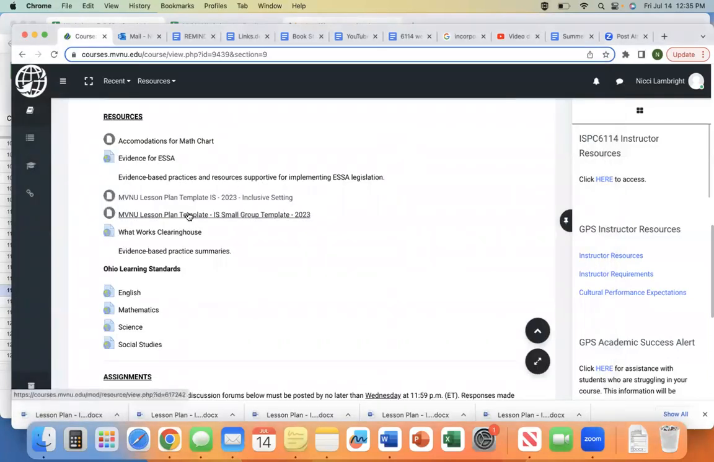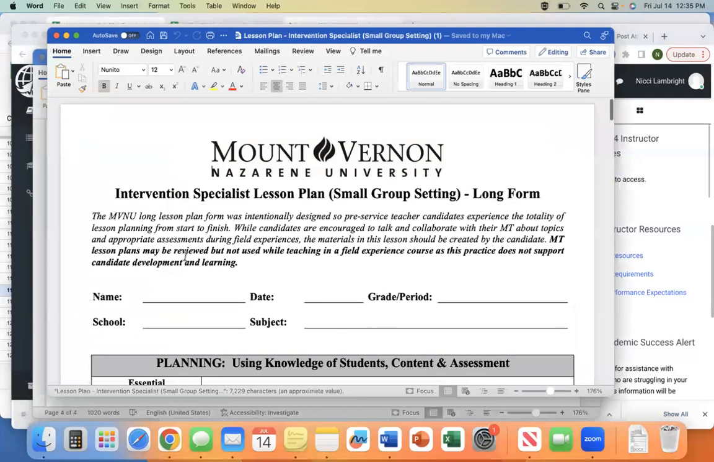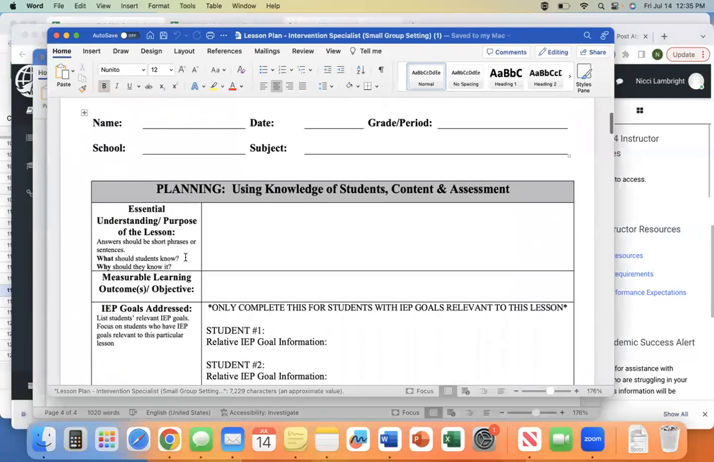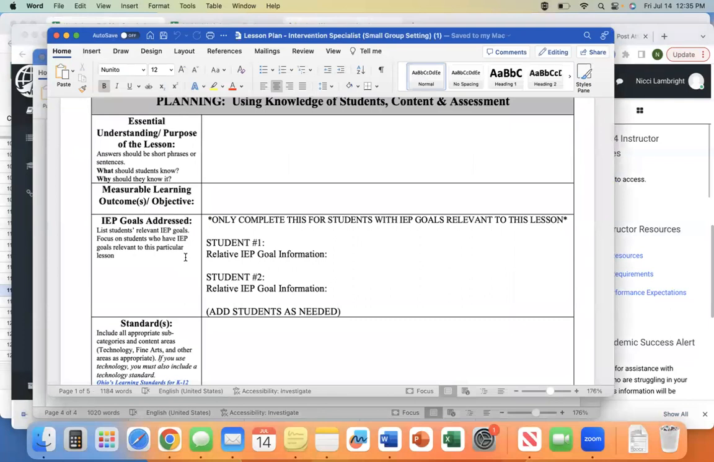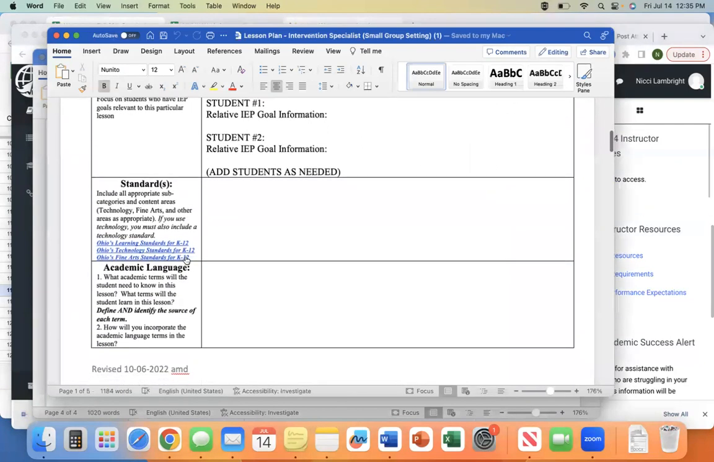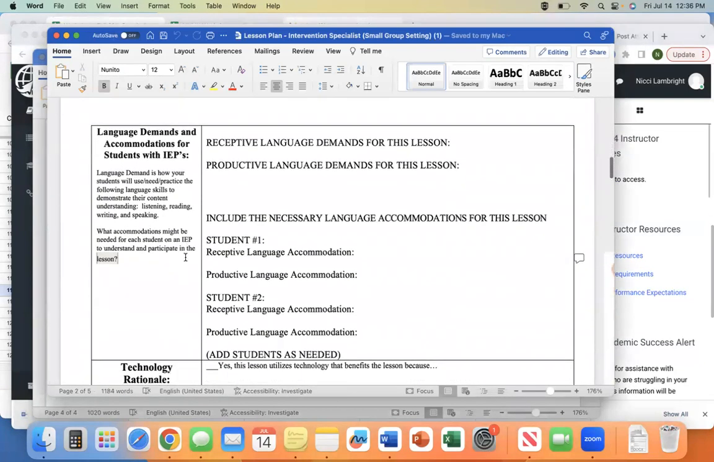And then the other one we have is the small group template. This is what you would use if you have students who are in a resource room, or students maybe from a whole group setting that you are pulling to a small group for additional support. Again, much of this is very similar to what we're looking at with the whole group plan and with the inclusion plan. These first parts are going to be the same here.